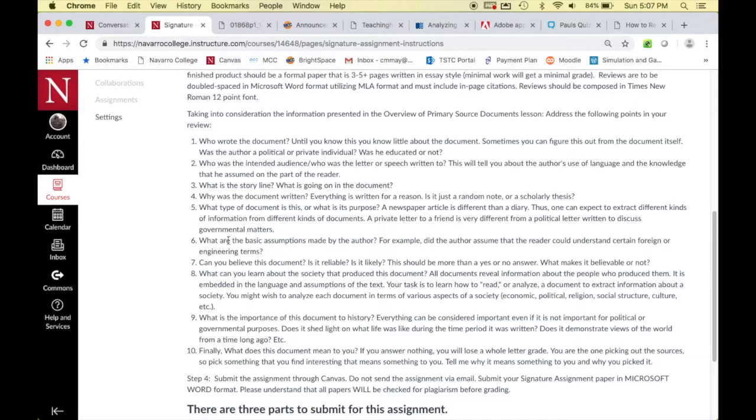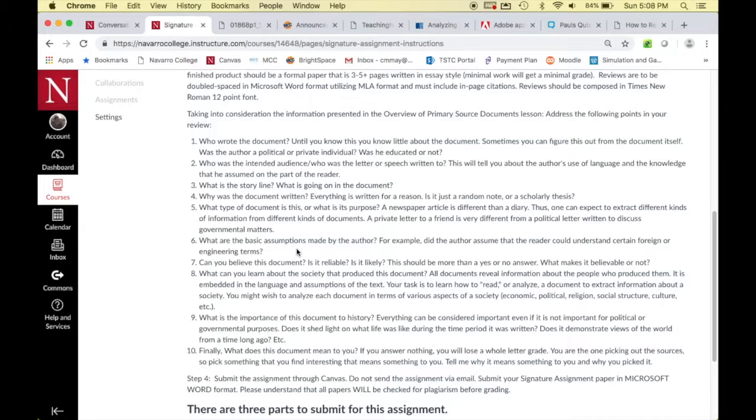The next question here is, what are the basic assumptions made by the author? And this is talking about what the author expects their audience to know. If we're looking at a diary, assumptions are not necessarily something you're looking at, because the author is likely writing it just for themselves, not for anyone else to consume.